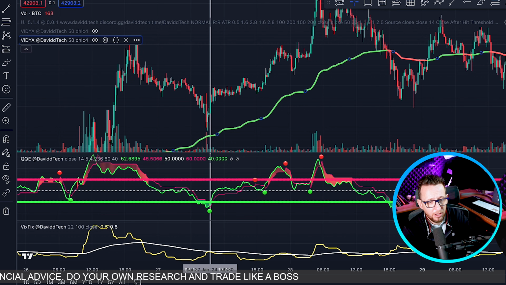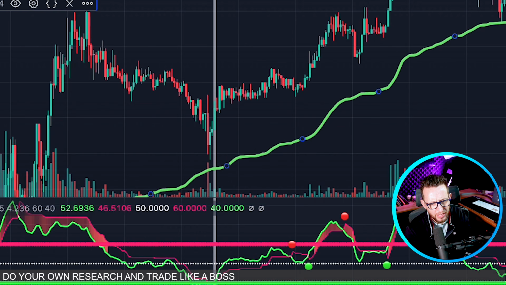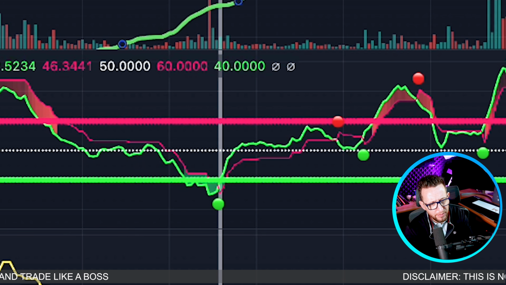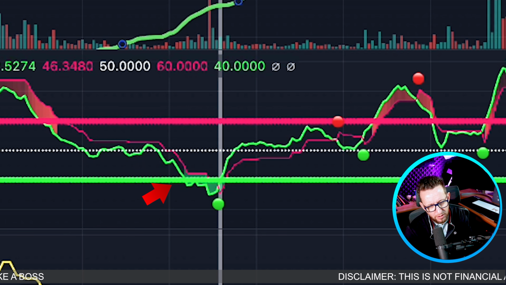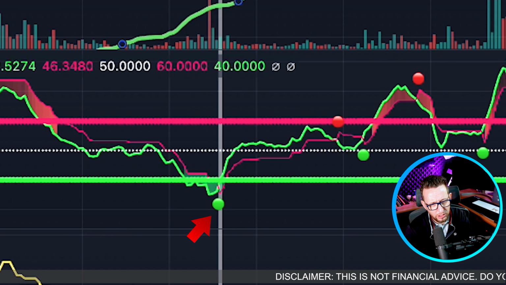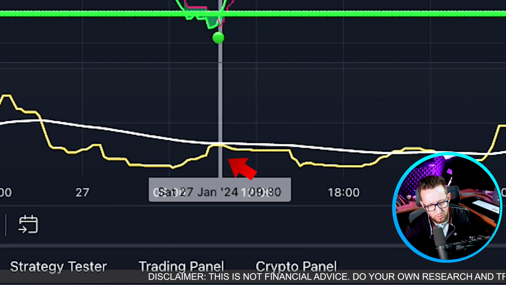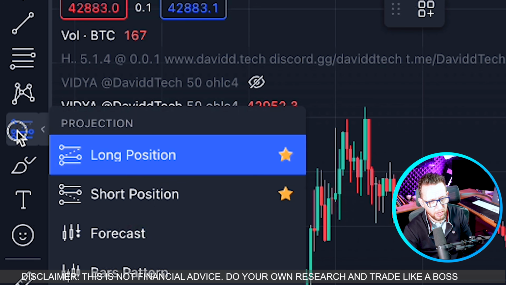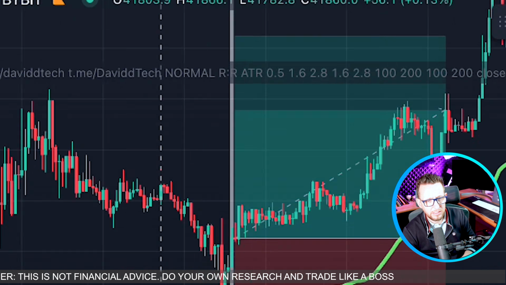Okay, here is our first entry just here. As you can see, we are above the VIDA. We have the QQE crossing over in the oversold section just here. We are below this white line on the VIXFix. Okay, so I'm going to take a long entry just here. As always, guys, I am cherry picking.